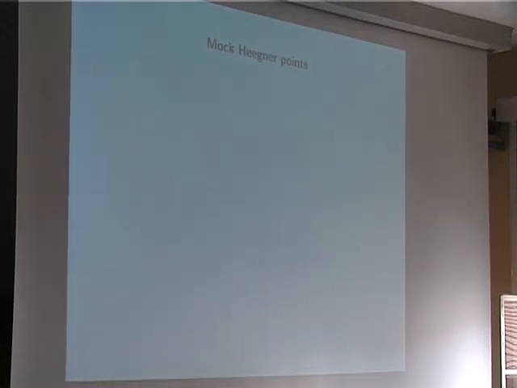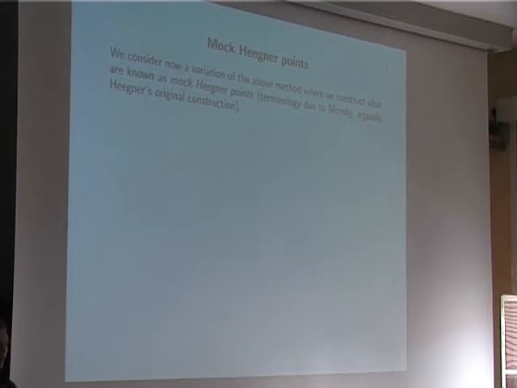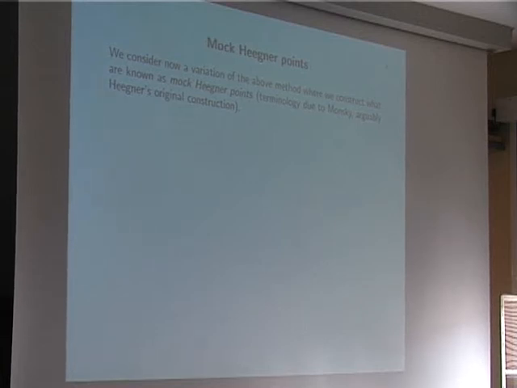Okay, so the most natural way is to replace Heegner points with what's called mock Heegner points. This is a variation of the above method, and they were called mock Heegner points, I believe, first by Monsky. But arguably, if you look at Heegner's original construction, I think he was constructing mock Heegner points, not what we call real Heegner points. But maybe that's not important. So don't be intimidated by the word mock. It's just not my fault.